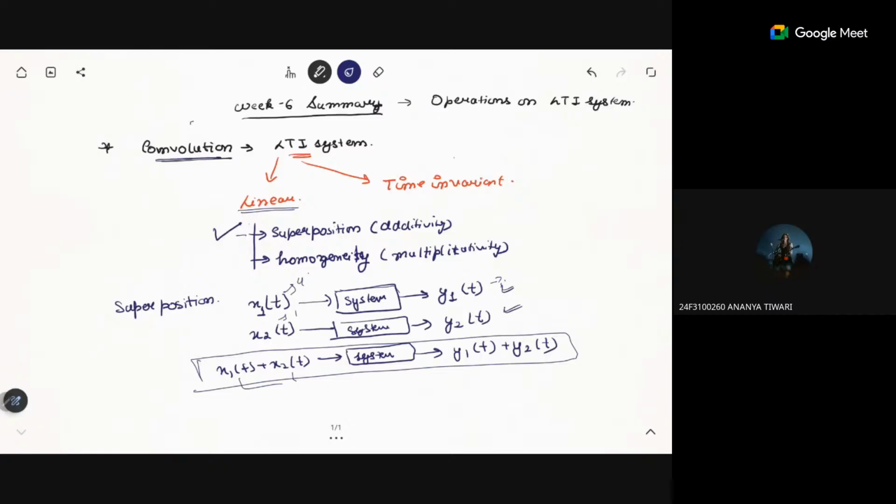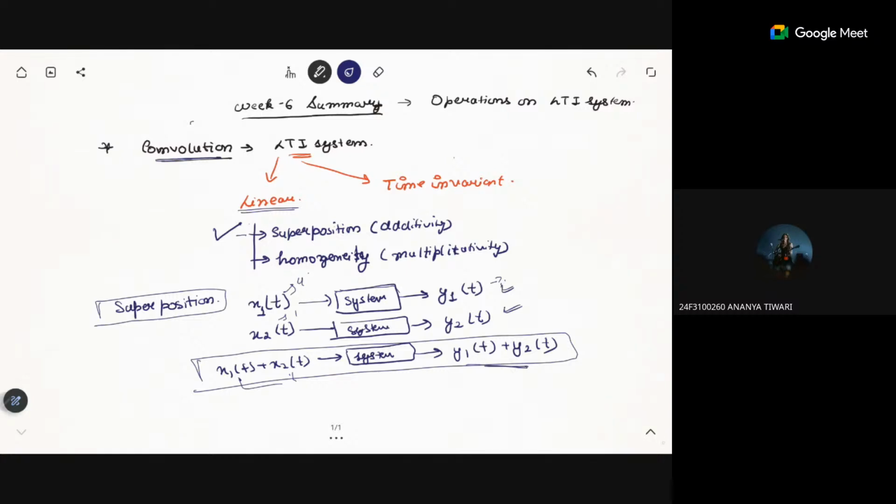If this is not followed, meaning x1(t) plus x2(t) does not give the output y1(t) plus y2(t), or gives something else, then it is not superposed. So superposition is clear, or any doubts? Yes, good. So this is one of the criteria for linearity.